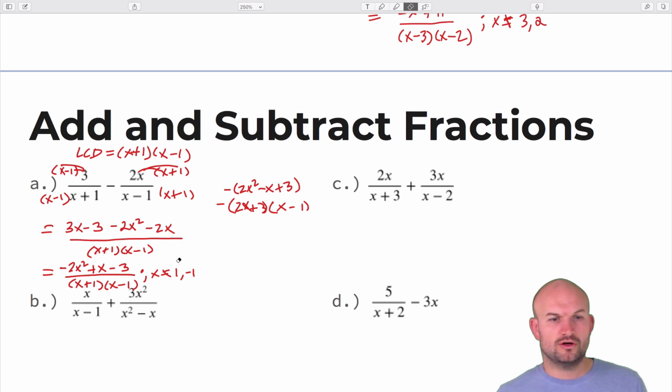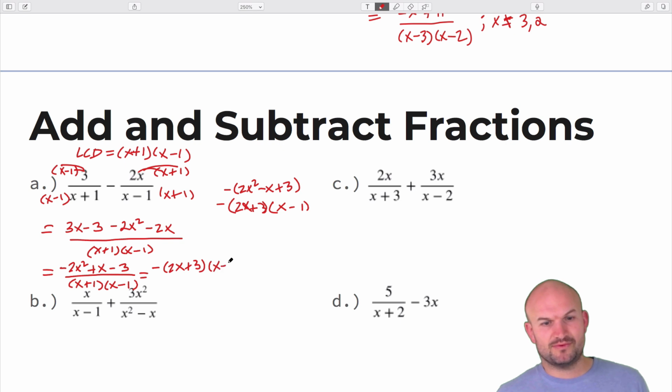So let's actually hold those excluded values here. Okay, so going a little bit further, times x minus 1 divided by the x plus 1 times x minus 1. Those divide out, just leave me now with a negative 2x plus 3 over x plus 1, where x cannot equal plus or minus 1.